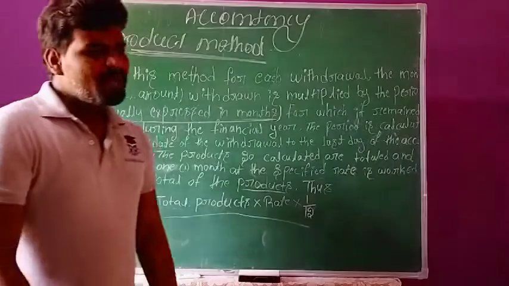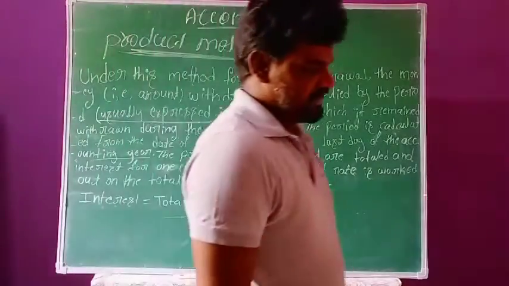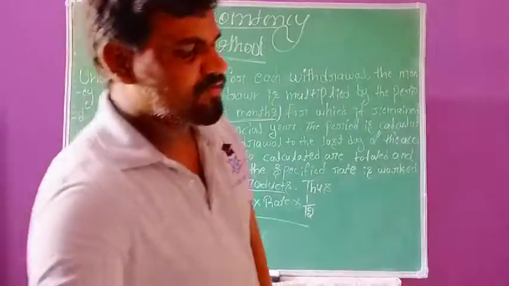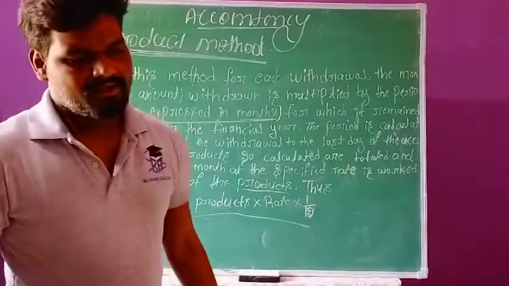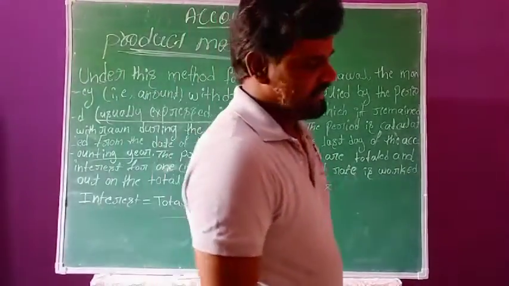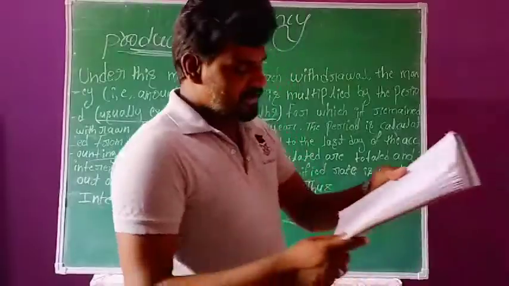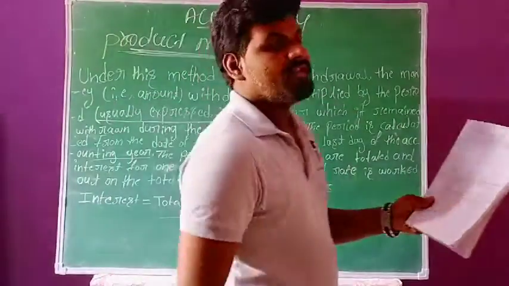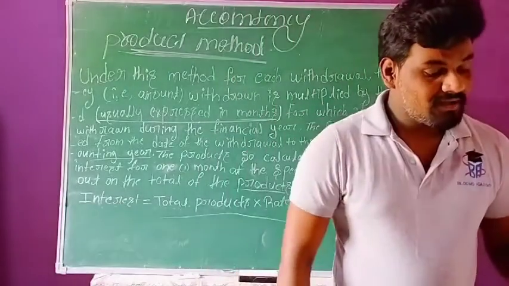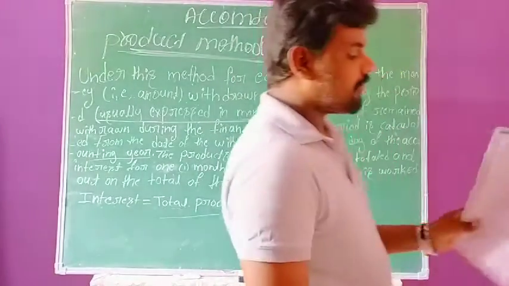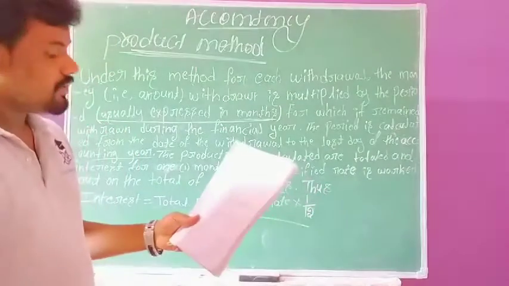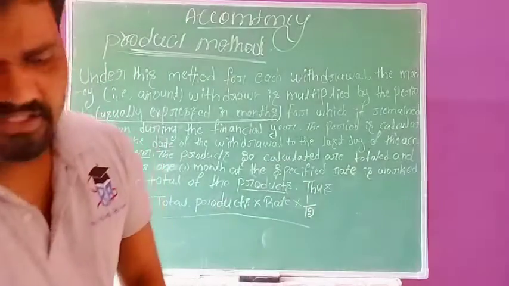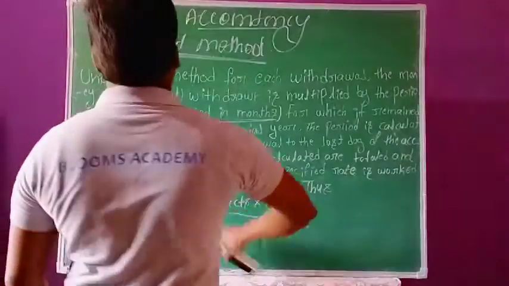Now we will discuss one question under this method. This question is based on the question bank provided by the PU board, page number 25, question number 1. The problem is the calculation of interest on drawings. Let me start the question.